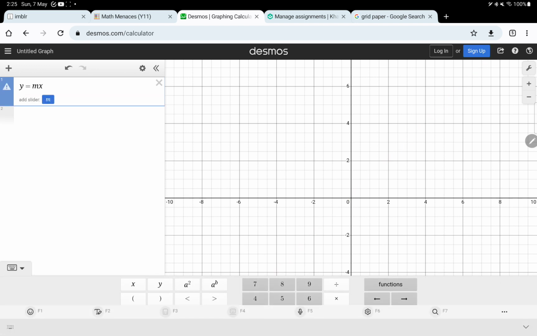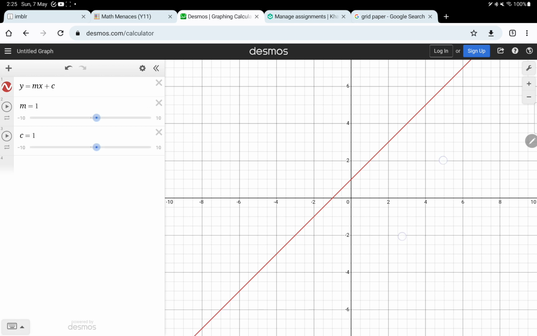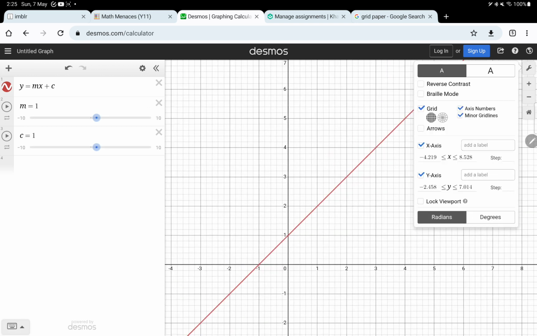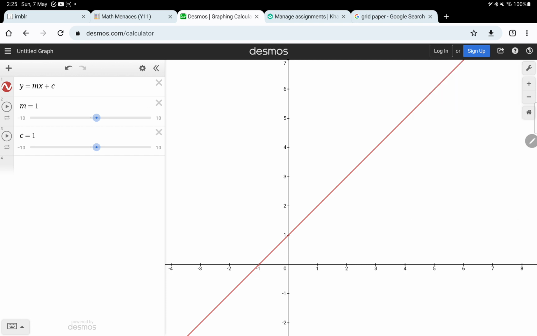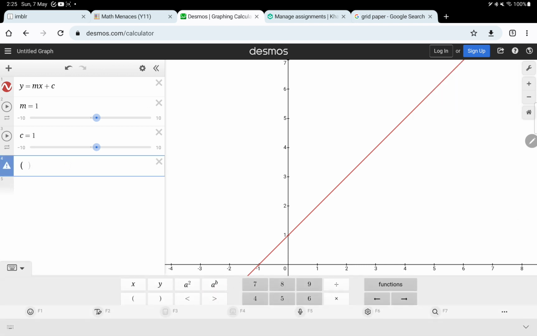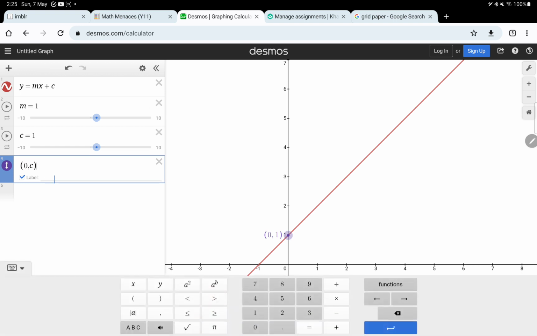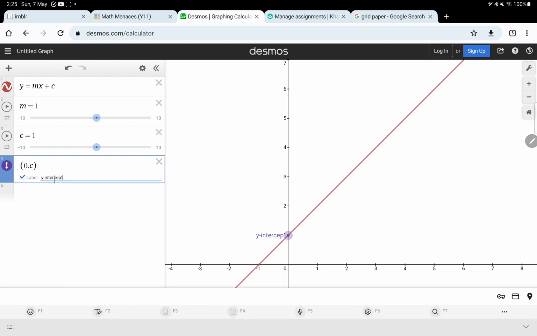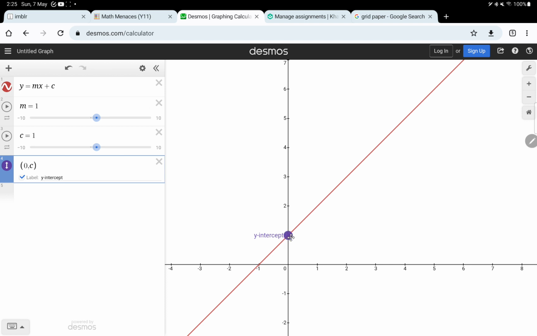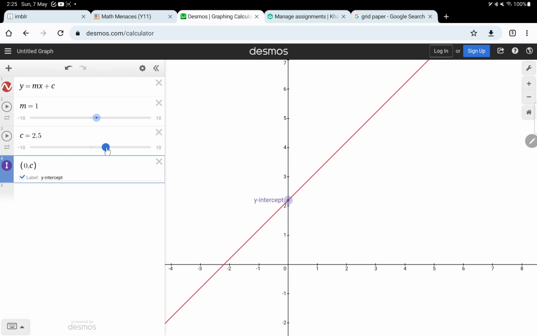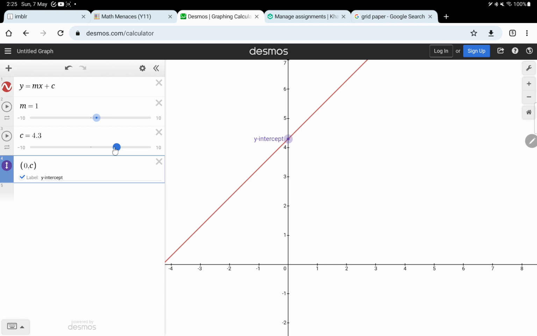y equals mx plus c. So this is a very basic line. And then I'll put in the point when x equals 0, c. It doesn't matter what the c value is, it will always be the y-intercept. So this is the y-intercept. When I move the c value up, it's just moving the graph up. Later you learn this is vertical translation, literally shifting it up.